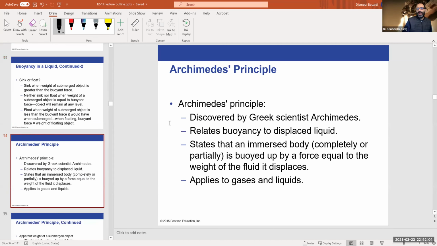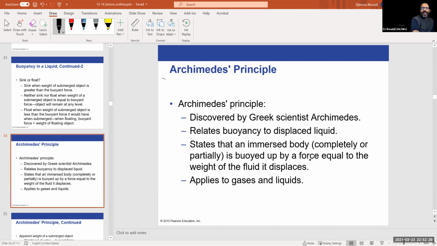Mr. Archimedes supposedly was taking a shower one day, and he came out naked from his bathtub, claiming "Eureka, Eureka, Eureka," and that's how he discovered this principle of buoyancy, basically. Okay, it states that an immersed object, completely or partially, is buoyed by a force equal to the weight of the fluid that is displaced. So this is an important principle.